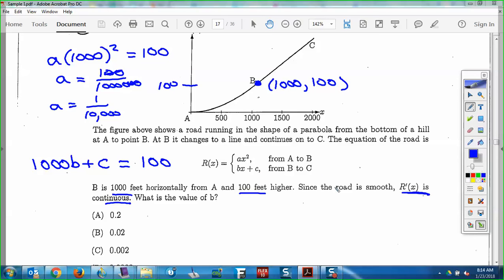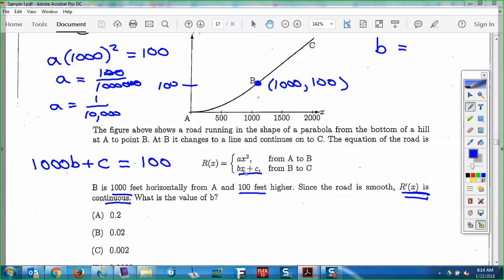Now I'm not sure I even need that, to be honest with you, because again, back to this, the key is we know R prime is continuous, so we know the slope here is the same as the slope going forward. Well, the slope of the line is what? What's the slope of the line? What would it be? B, right? The slope of the line is B. Okay? So we don't know for sure because we got two unknowns right here.